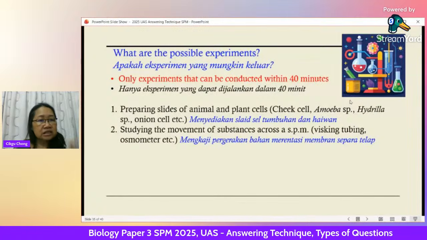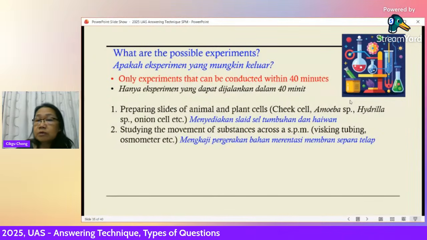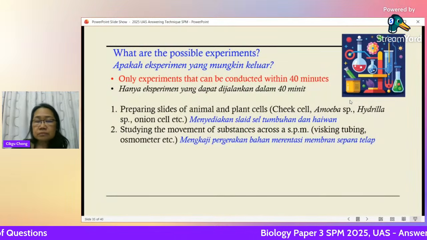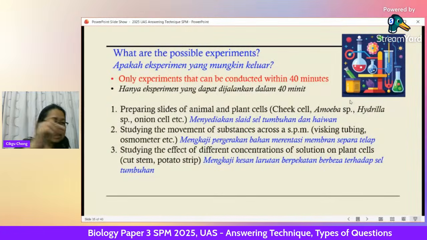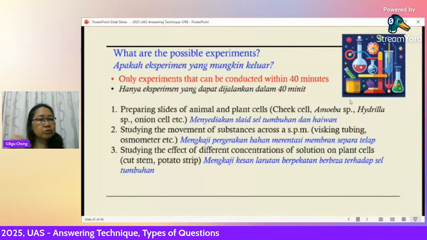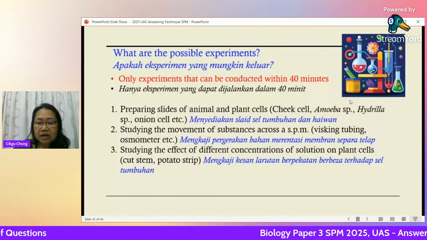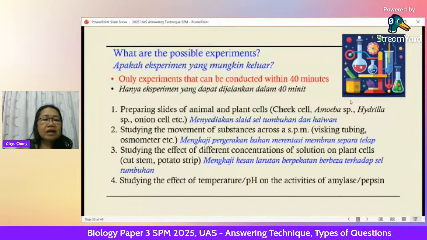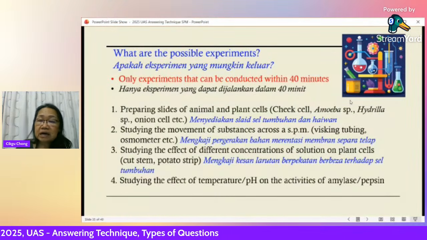Next question, a simple experiment: studying the movement of substances across a semi-permeable membrane, like Visking tubing, osmometer, and so on. This one also can be done within 40 minutes. Studying the effect of different concentrations of solution on plant cells, like immersing your potato strip or cucumber strip into different types of solution, iso, hypo, hyper, like that. That was simple, I think you've done it for your exam in school. Studying the effect of temperature or pH on the activity of the enzyme amylase.